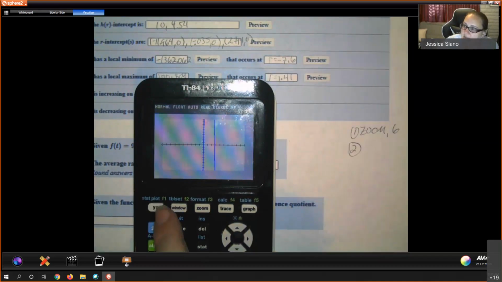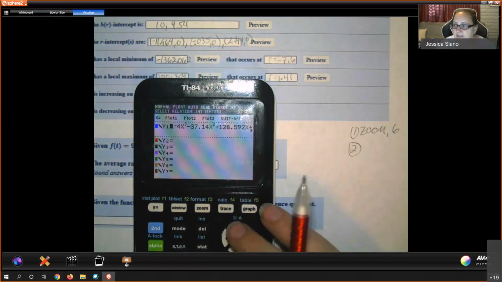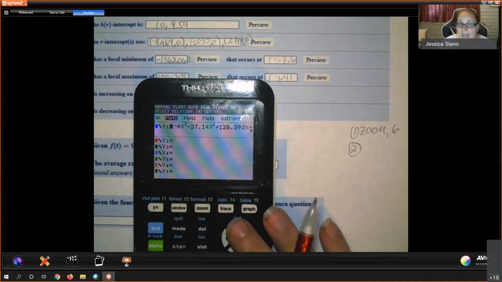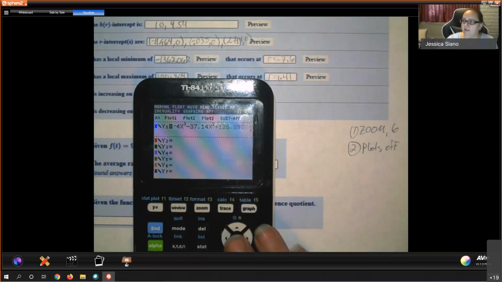If you go to Y, you see the word plot up here. Those are stat plots for statistics. If yours are highlighted like this, then they're on. And if there's nothing in your stat, like if you haven't done anything with the statistics, then you're going to get an error and nothing's going to graph. So turn your plots off. To turn it off, you just press enter once you're over it, and that'll turn it off. So Zoom 6, plots off.